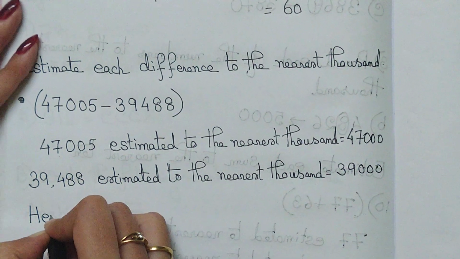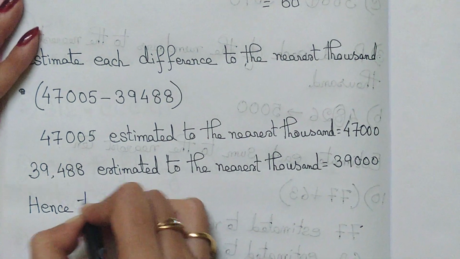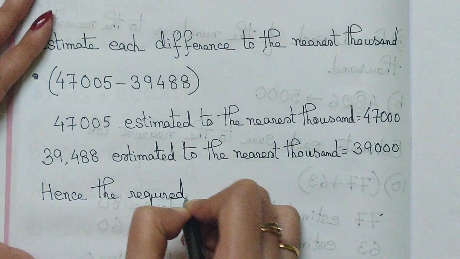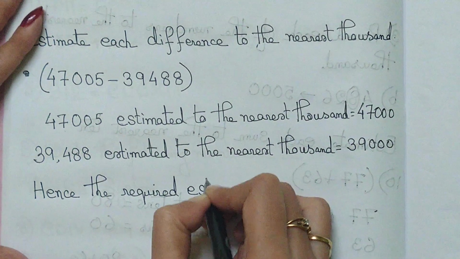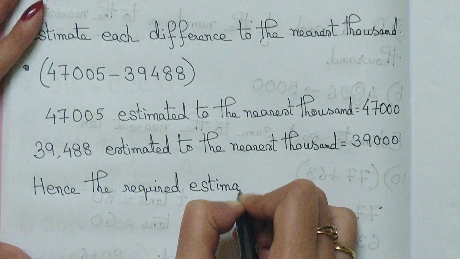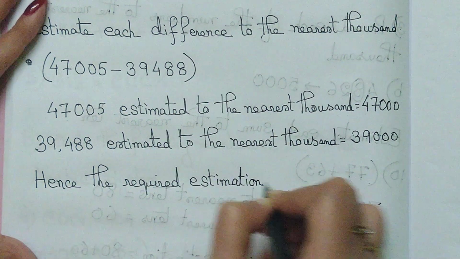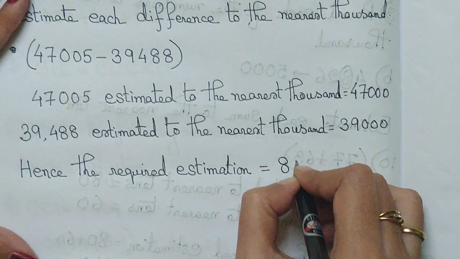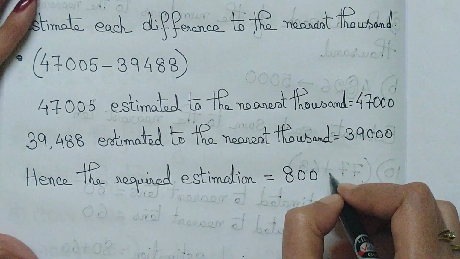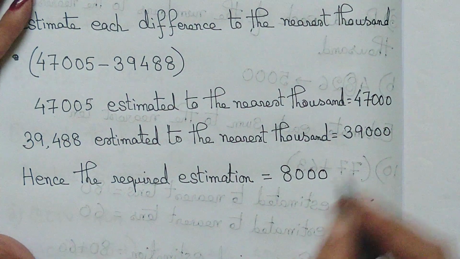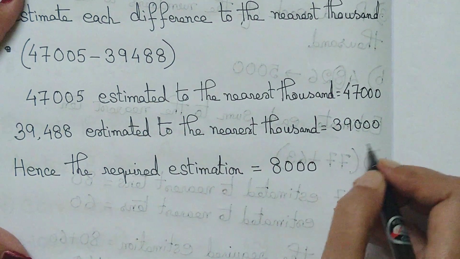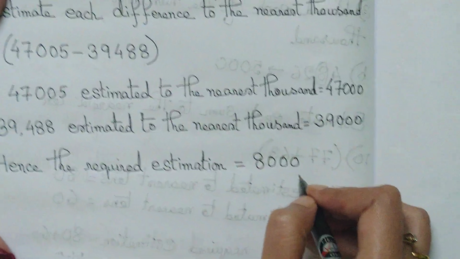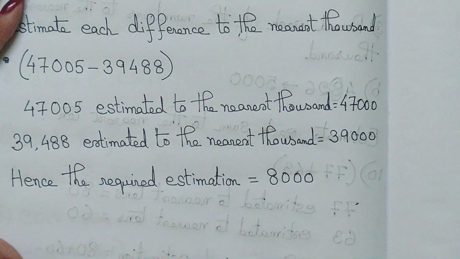Hence the required estimation is equal to 8,000, because 47,000 minus 39,000 will give you 8,000. So this is your answer.